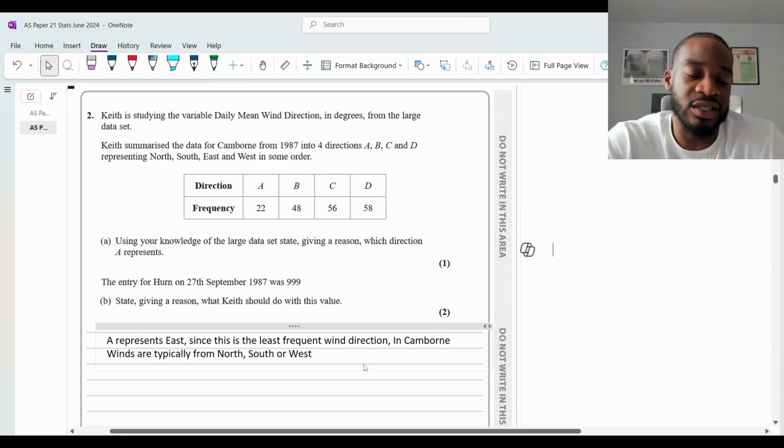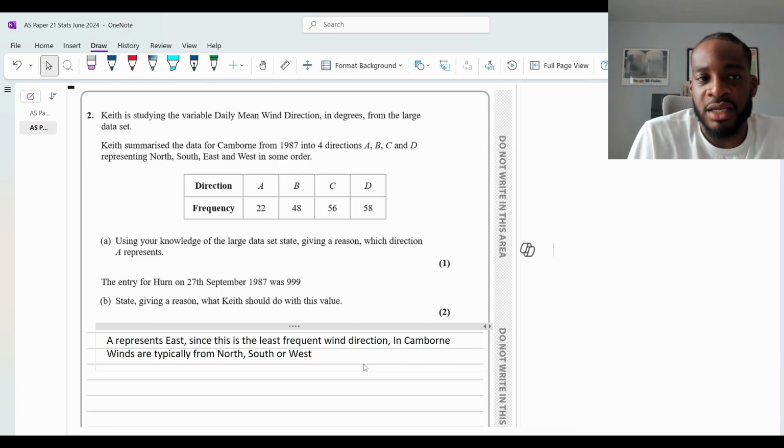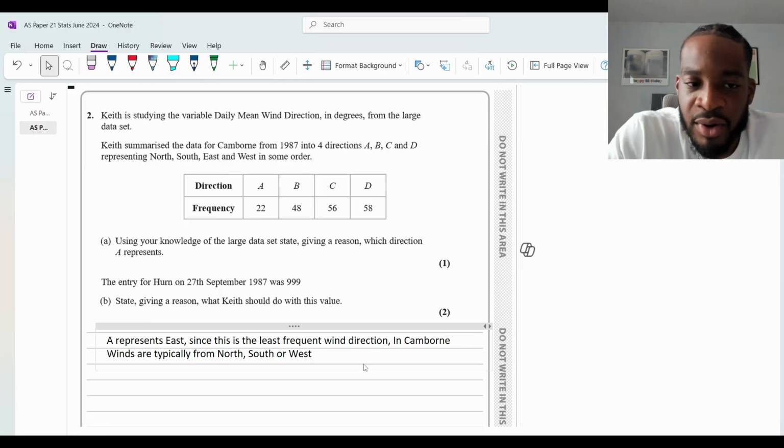So again, I would just recommend maybe having a look at that document. If anybody wants the document, then just drop a comment and I can send it to you, or maybe I'll put it on my website. But anyways, yeah, that's part A.